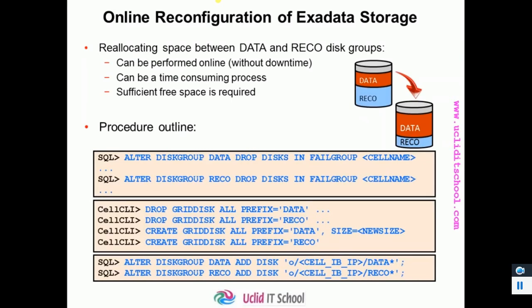So once you drop the ASM disks, ASM starts rebalancing. Let it complete. Then you go to the storage server, drop all those corresponding grid disks, create them with new sizes, and add them back to your disk group inside ASM. So in this slide, the first part and the last part are done on the ASM instance. The middle part, where you see the command prompt is cell-like, these steps are done on the storage server.